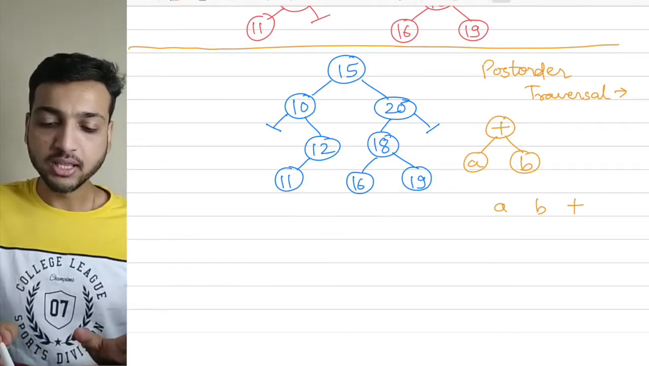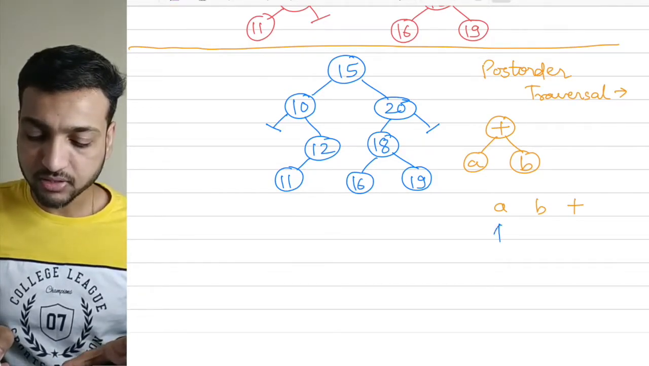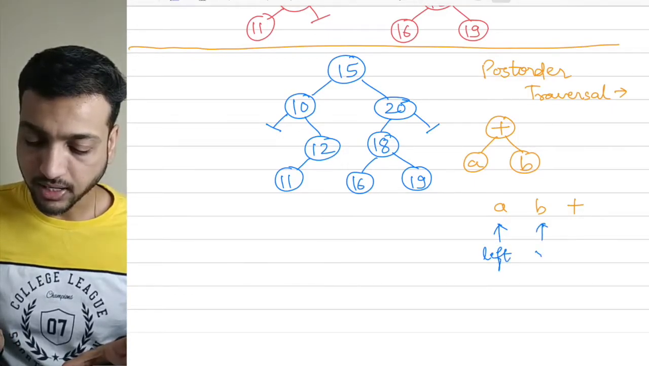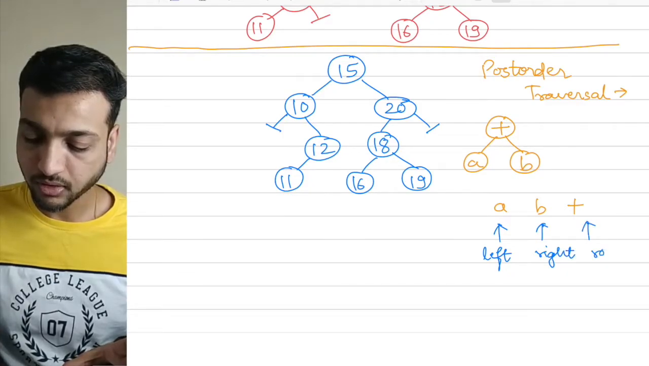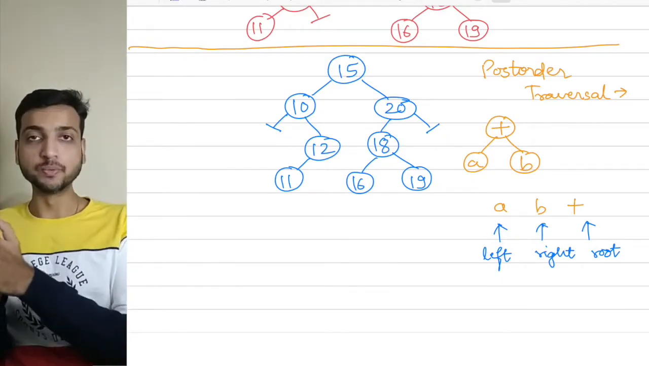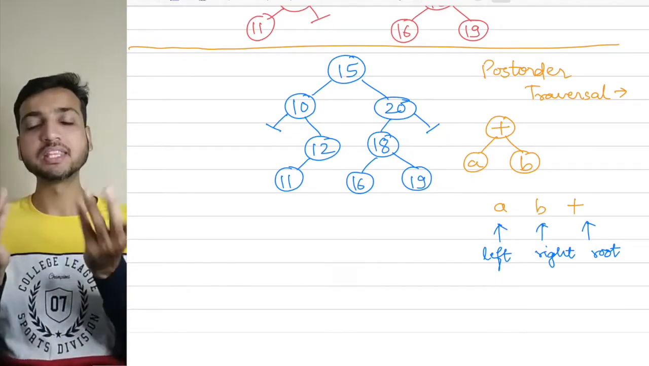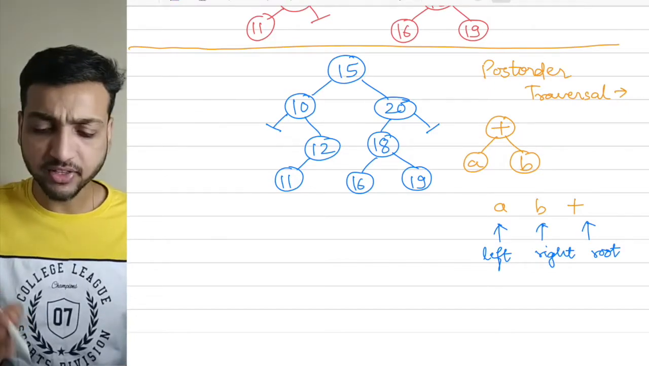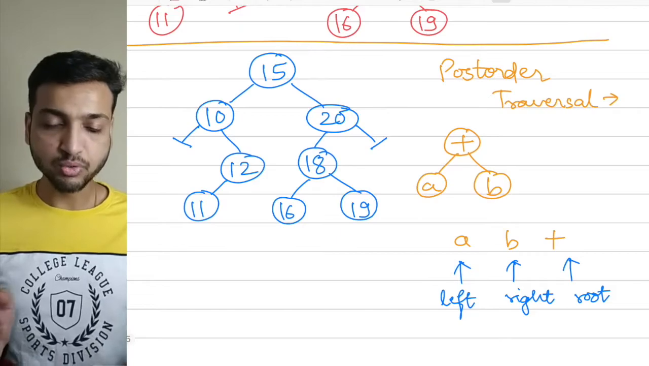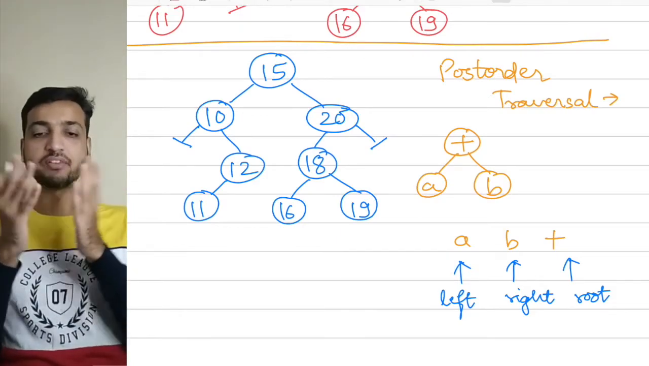Okay, now again the point to note is we are first traveling to the left, then we travel to the right, and finally we travel to the root. Okay, first we travel to the left, then to the right, and finally to the root. This is our post-order traversal definition. Now let's apply this definition. Let me zoom in a bit. Yes, let's apply this definition to our binary search tree which we have constructed.